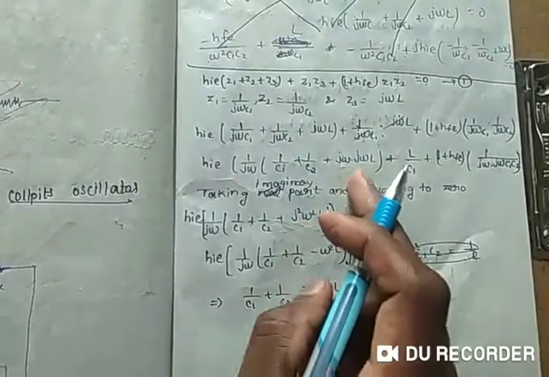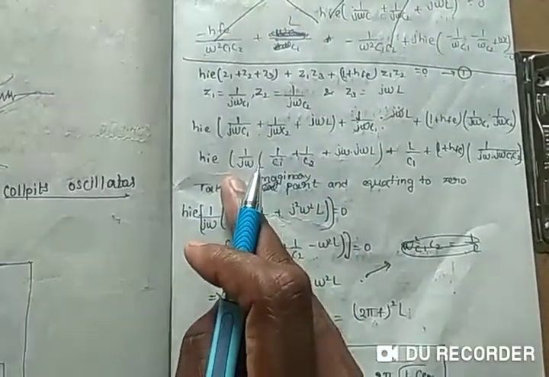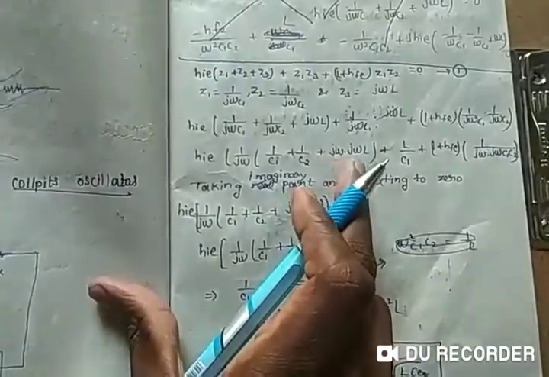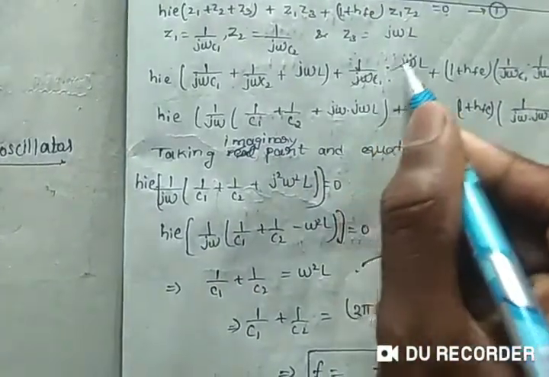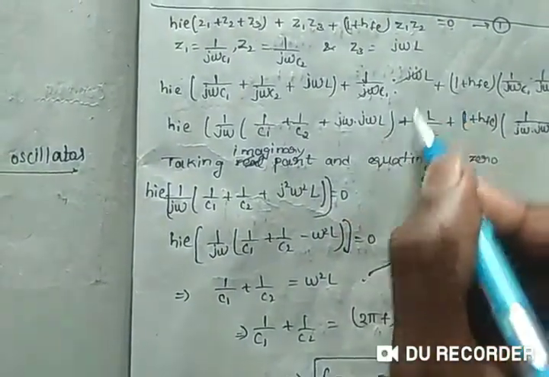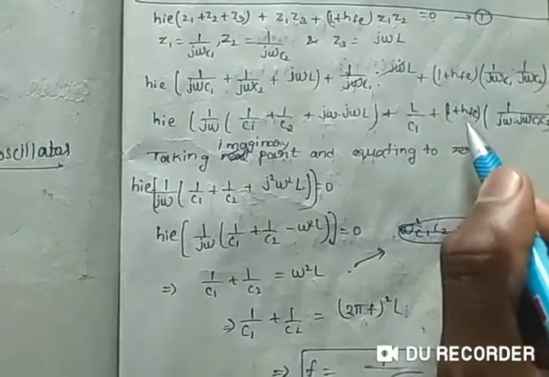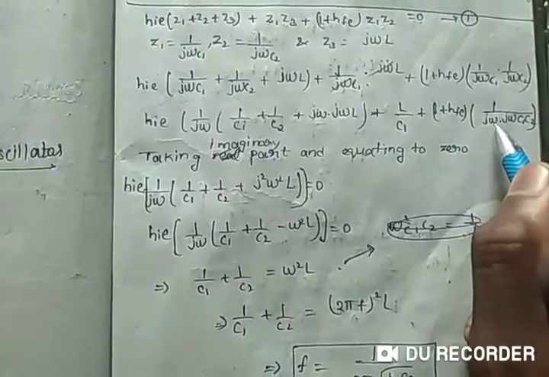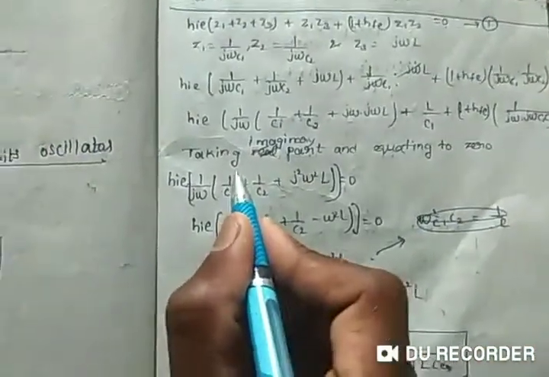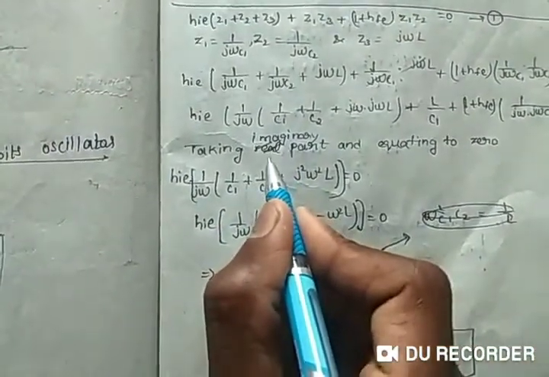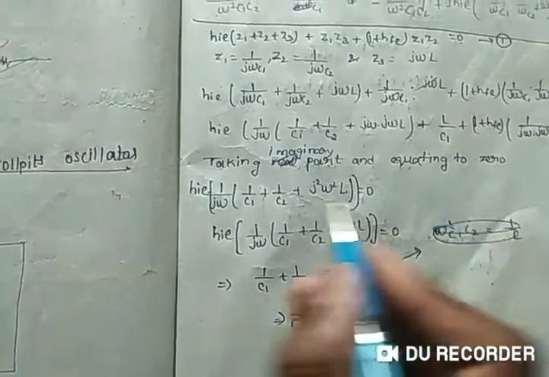We already took j omega common, and that's why I am writing this step directly, and it's completed. Plus here j omega gets cancelled, L by C1 plus 1 plus hfe into j omega C1 C2. Taking the imaginary part, that is the j omega part, and equating it to 0.